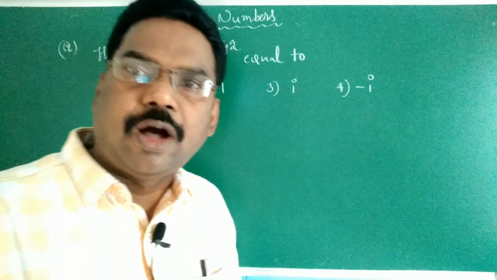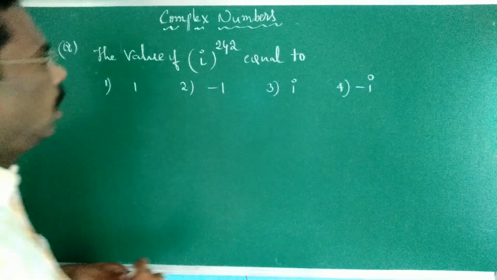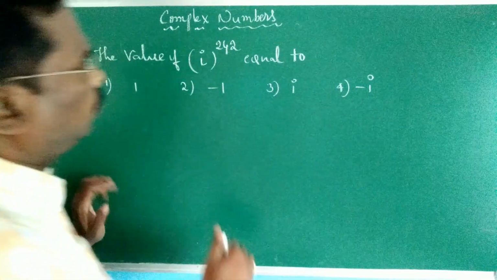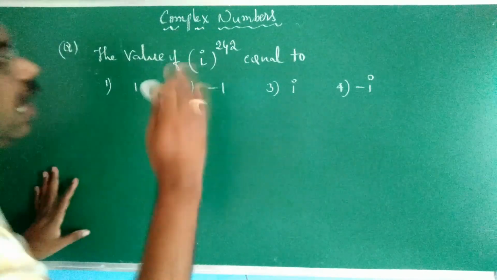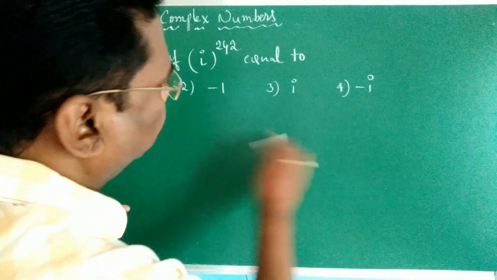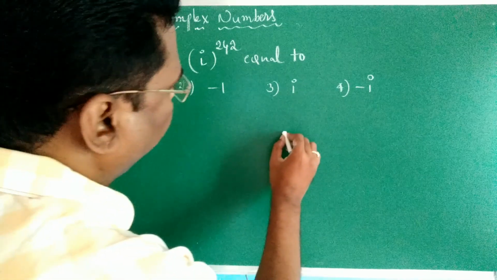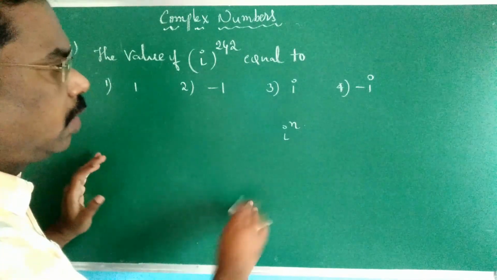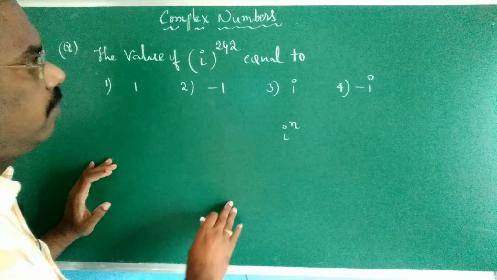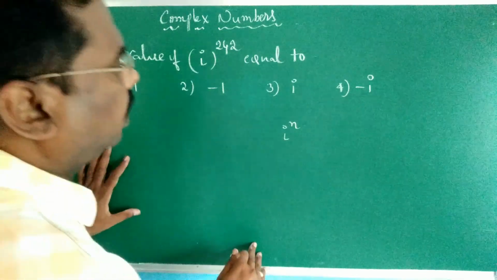Topic is complex numbers. Now here, find the value of i power 242. Any value of i power n can be given. Now using four tricks, for i power n, the n value can be any value, hundreds or thousands or 10,000s.